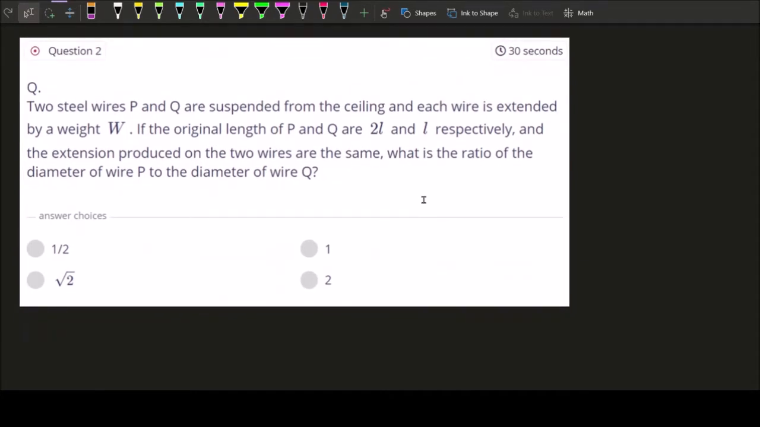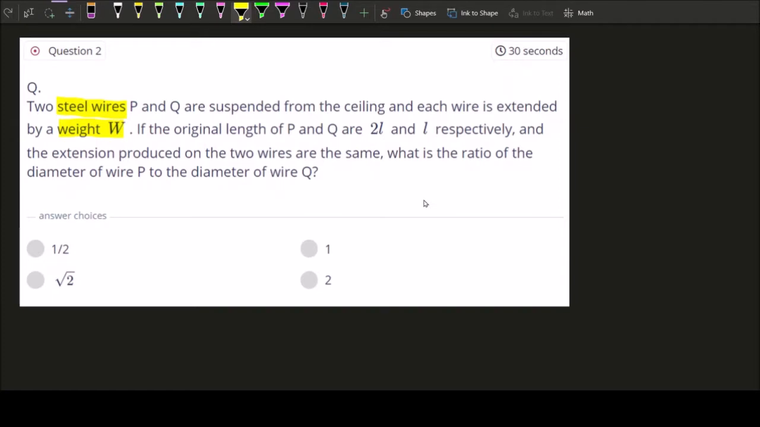Question 2 says that you have two steel wires. The steel wires are labeled P and Q, and both of them are suspended from the ceiling, and each wire is extended by a weight W. So this steel wire P is being extended by weight W. Another steel wire called Q is also extended by the weight W.